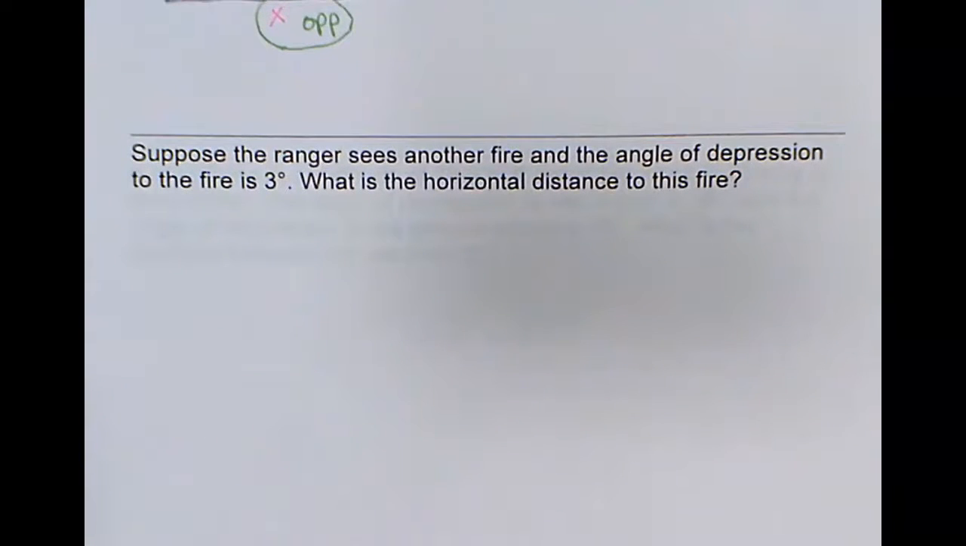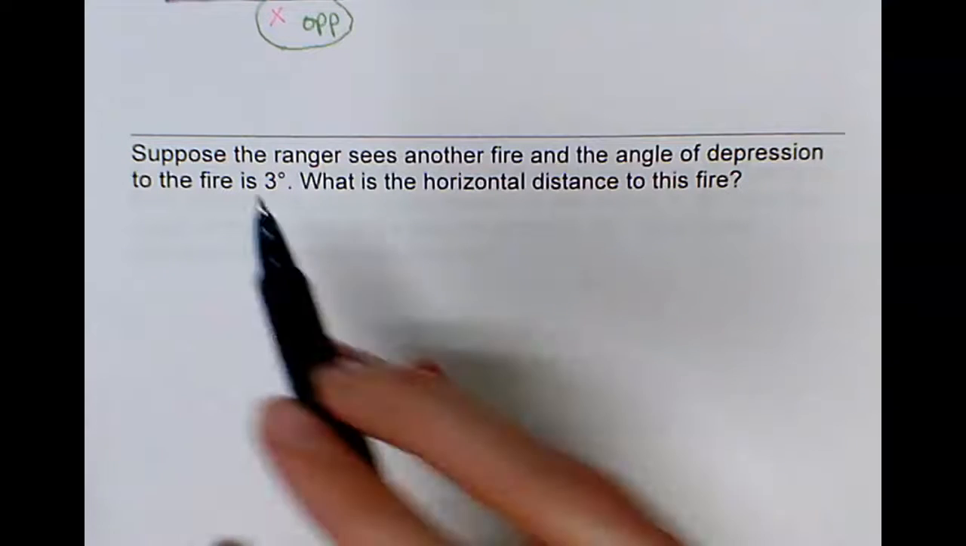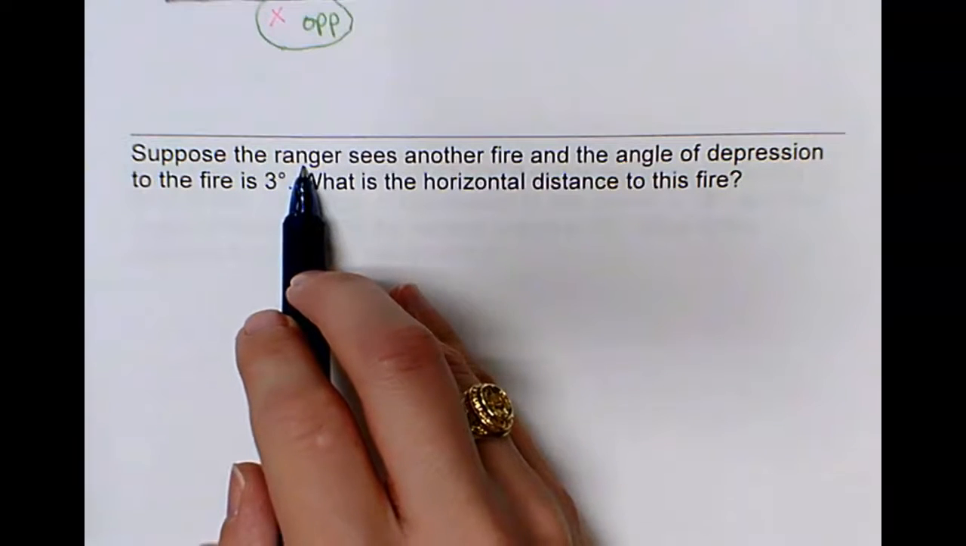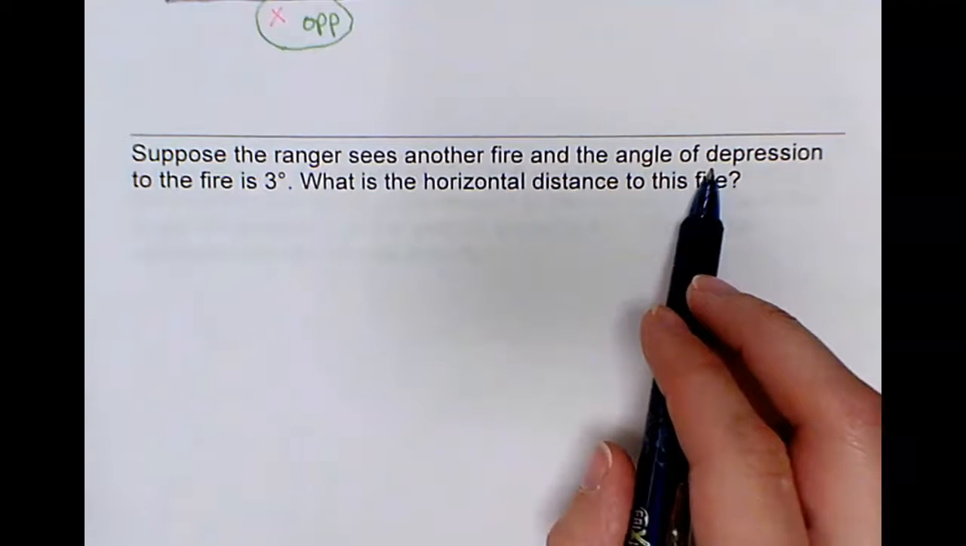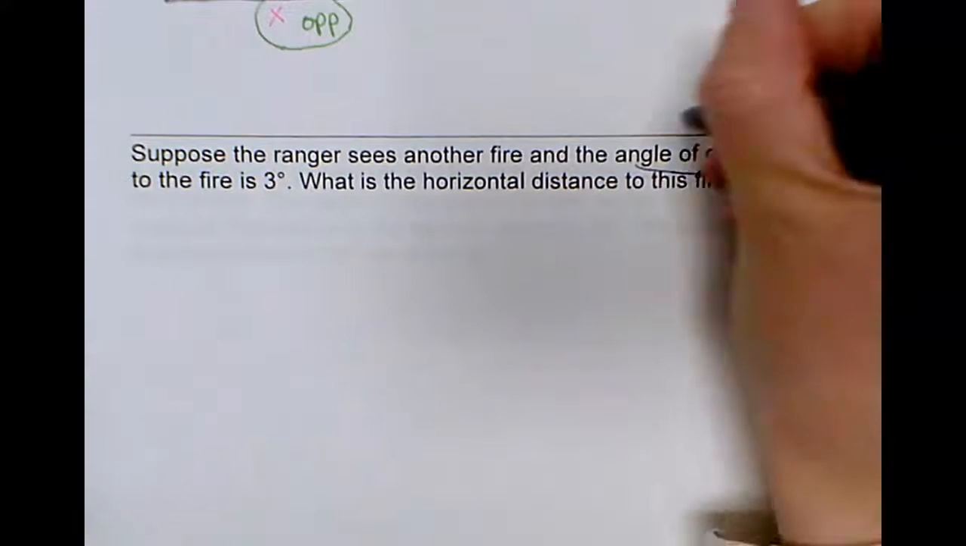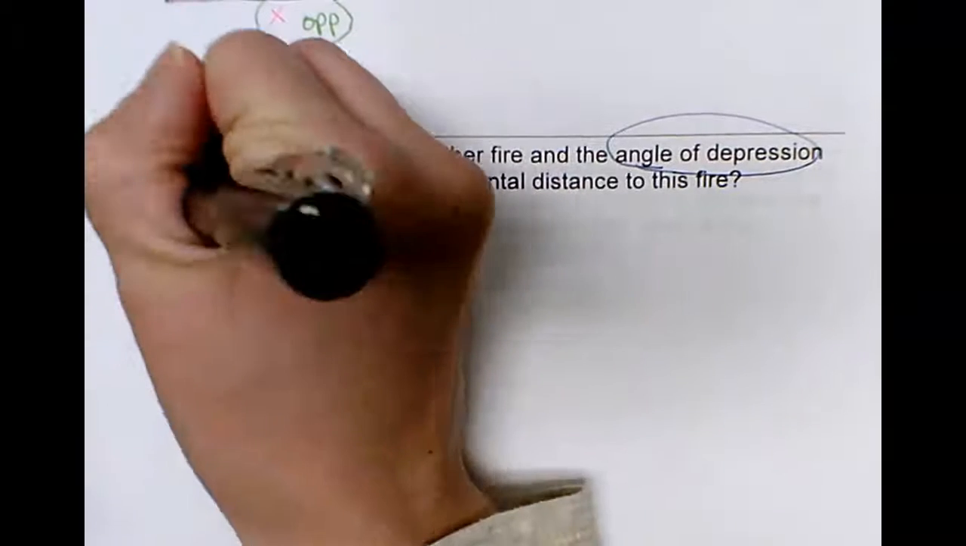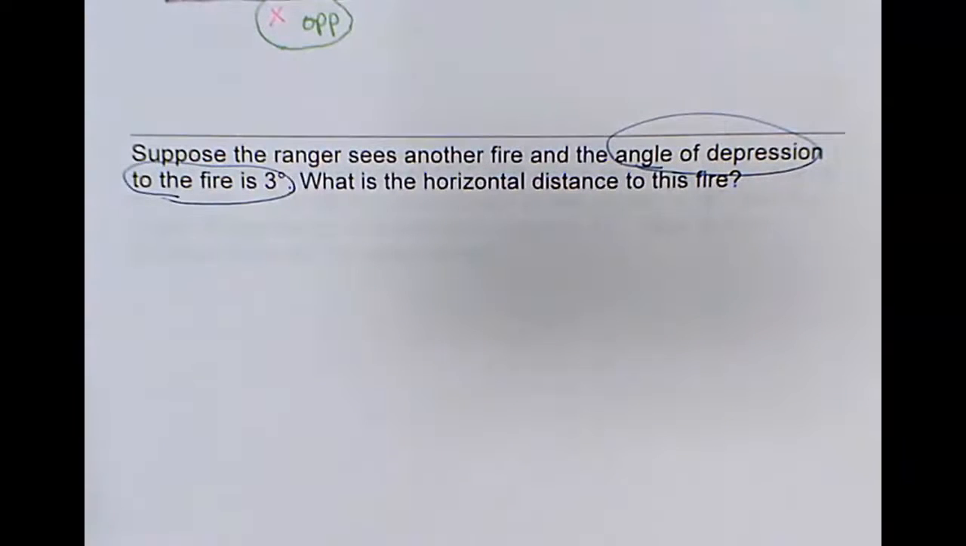Suppose that the ranger sees another fire and the angle of depression to the fire is 3 degrees. What is the horizontal distance to this fire? So it's the same ranger, sitting in the same observation tower, 90 feet in the air. We just have a different angle of depression now. The angle of depression is not 7 degrees, it's 3 degrees. So some items are going to change in our picture.